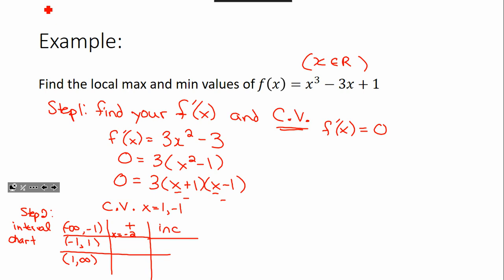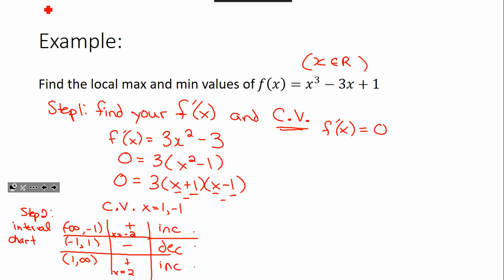When I pick a number between -1 and 1, like 0, I'm going to get +1 and -1, so it's a negative and it's decreasing. And then I pick a number like x is 2, and we're going to get a positive times a positive, which is increasing. Now I know that this pattern goes increase, decrease, increase. That won't always happen, especially when we start our chapter 5.